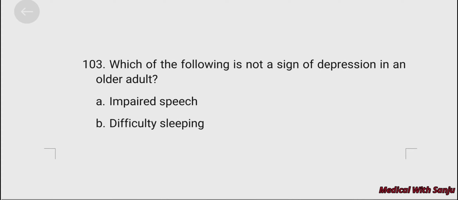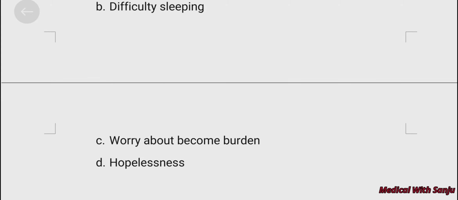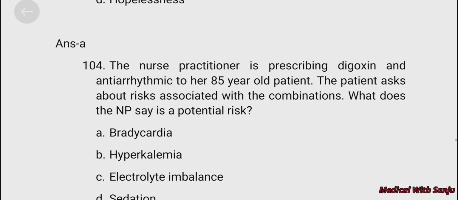Question 103. Which of the following is not a sign of depression in an older adult? Option A, impaired speech. Option B, difficulty sleeping. Option C, worry about becoming a burden. And option D, hopelessness. The right answer is option A, impaired speech.